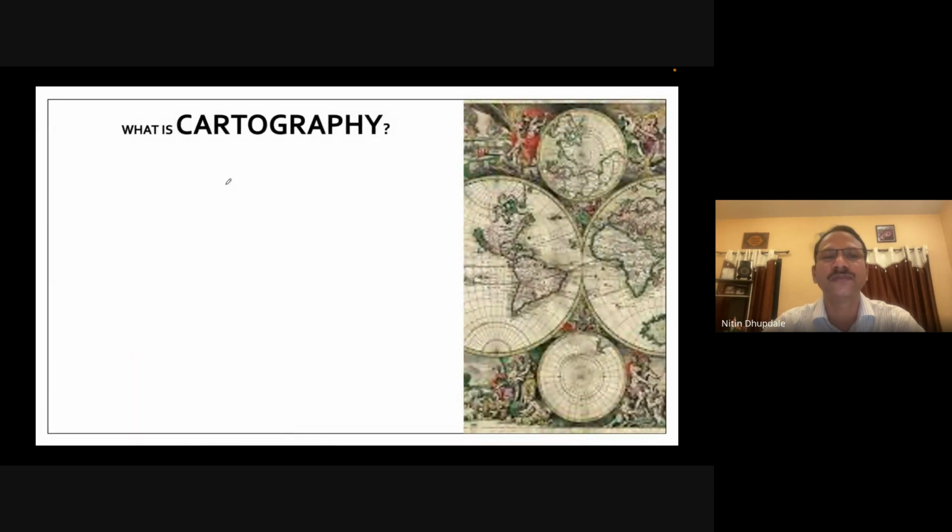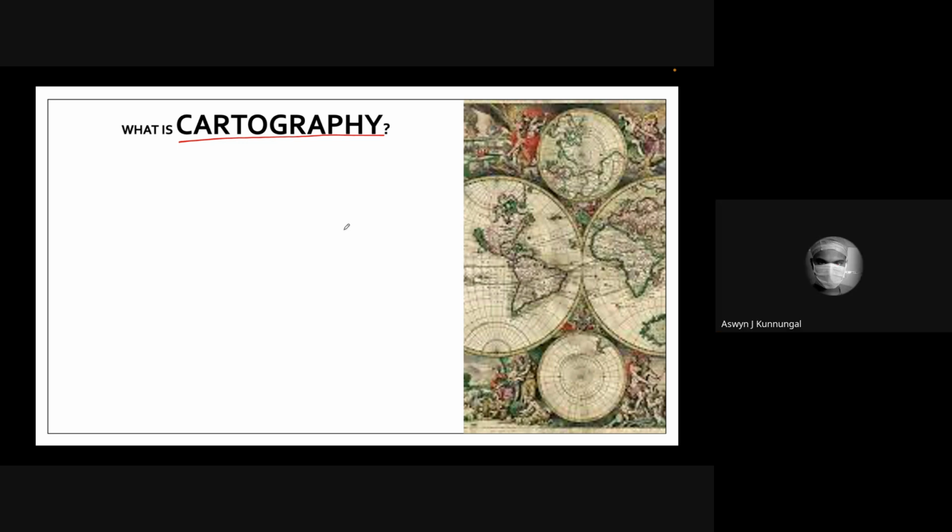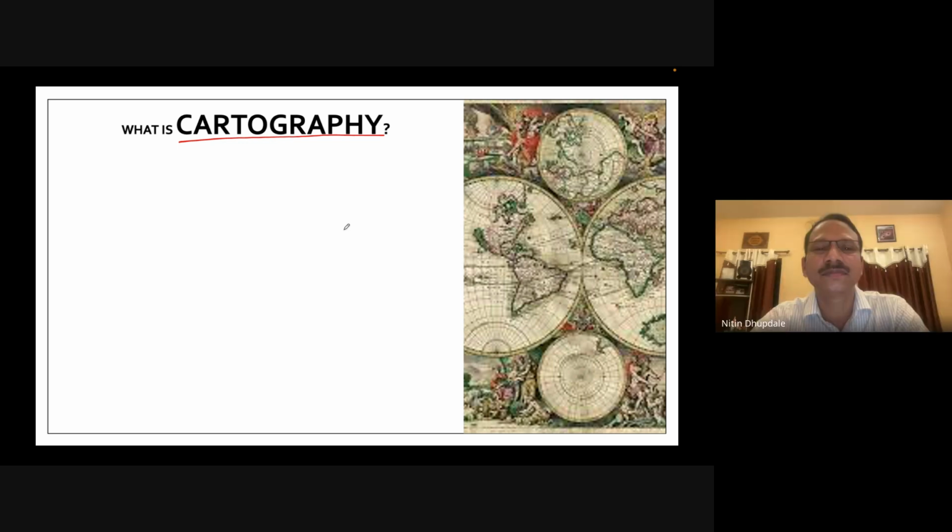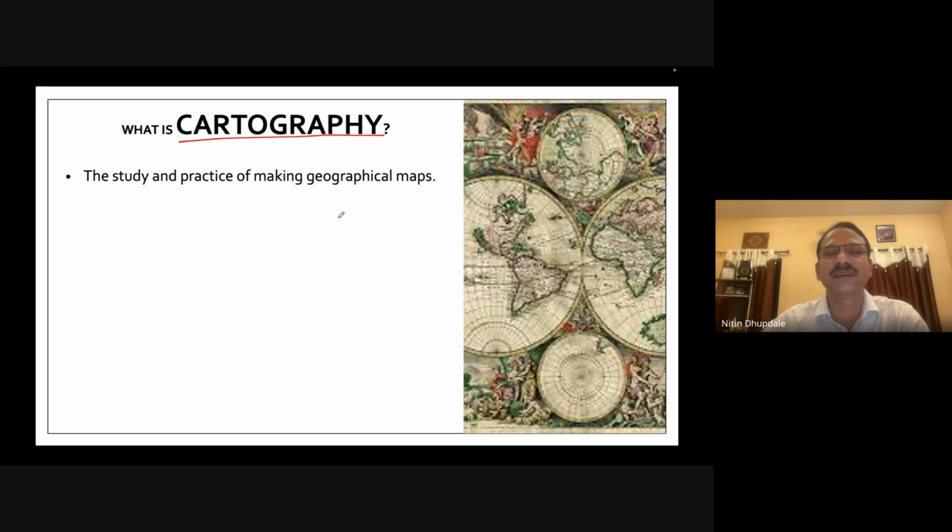So what is cartography? Can anybody tell me what you understand by cartography? At the end of the class, we are going to have a quiz. I will send you a link. In that link, you will have both a quiz as well as feedback. Yes, can anyone tell me what is cartography? Art of drawing maps. Yes. So it's the study and practice of making geographical maps.